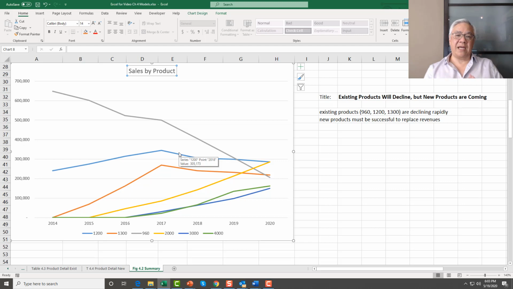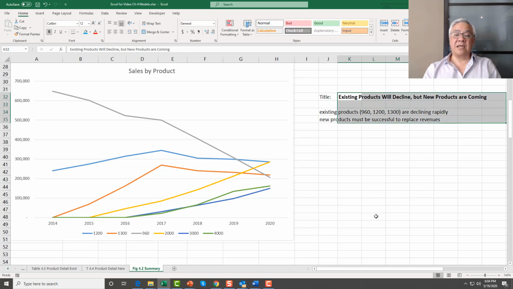What it should say is the message. So when we're presenting anything to senior management or any audience, the title of the slide should be representative of the message that you want to convey. So here, the title, when we get to a presentation, I would propose something like, existing products will decline, but new products are coming, right? So then when you look at it, first you're saying, okay, let's see if I buy the conclusion. So yeah, I see the existing products going down, and yeah, I see new products are rising.